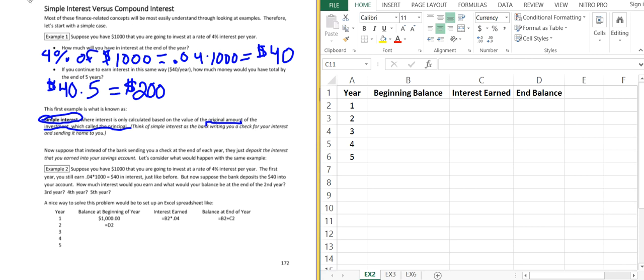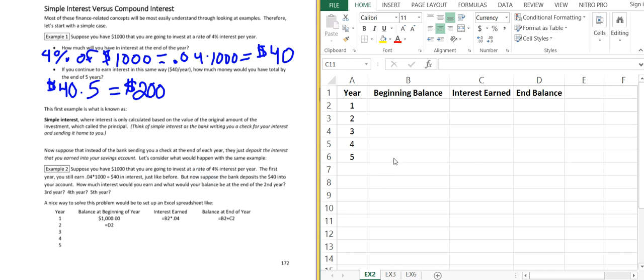All right, so now suppose that instead of this idea of a check being sent home in the mail, let me erase that because it just looks so sloppy. Now suppose they were to take that $40 and instead of mailing it home to us, they were just going to deposit that into my account. So we're going to look at what that would do and how much we would have made in 5 years. We're going to model this in Excel.